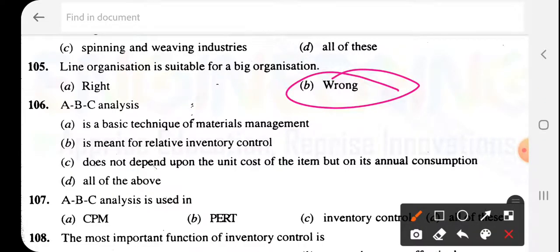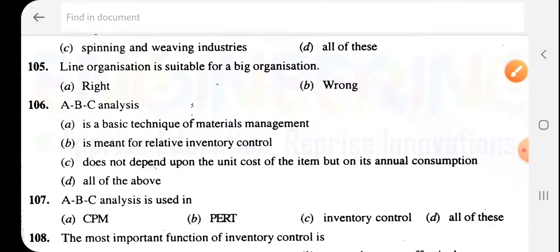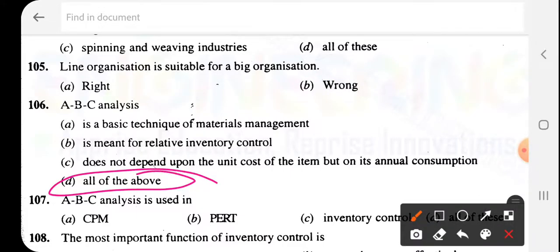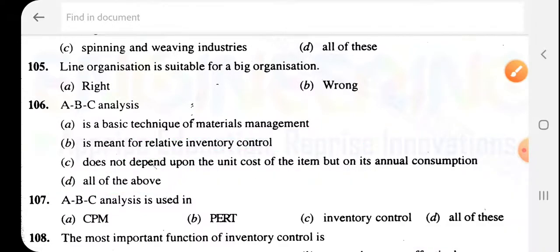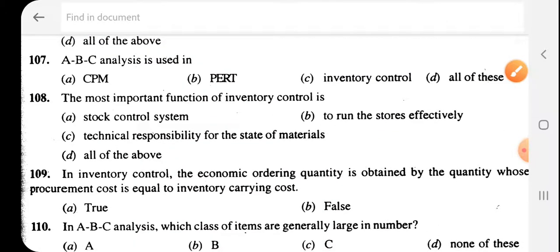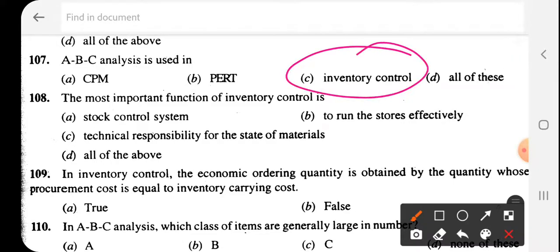ABC analysis, all of the above. What is this? It is the basic technique of material management. It means relative inventory control. It does not depend upon the unit cost of the item, but on the annual consumption. Important: annual consumption. Where is ABC analysis used? 107, that is inventory control. The most important factor of inventory control, 108, is D, all of the above.